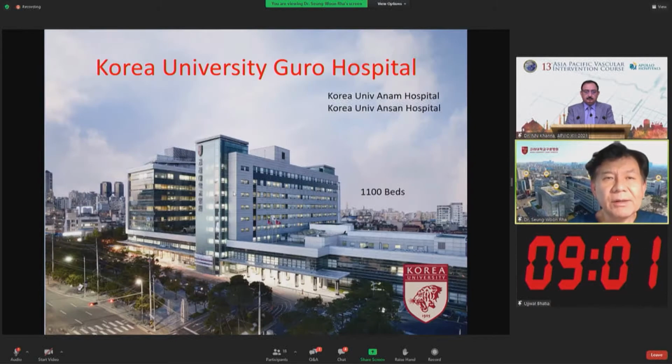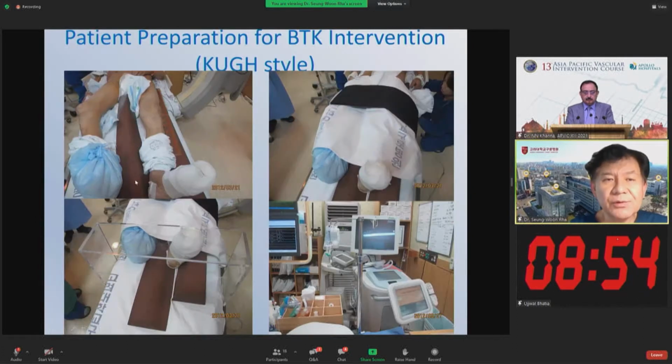We have 3 Korea University hospitals, and I'm working at the Korea University Guro Hospital. Most of my patients are critical ischemia patients with wounds, and we are developing this wound protector. Many of these patients have calcified disease and diabetic foot with significant wounds, and those patients have more than 70% coronary disease.